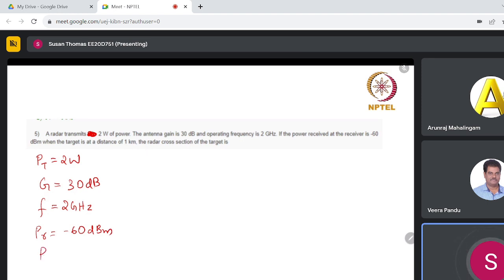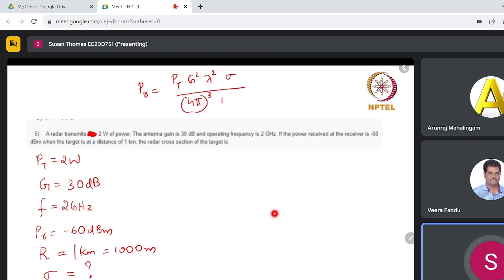So how do I take? R is 1 kilometer or 1000 meters, I can take in meters. What is the radar cross section? Use the same equation which we have used before. PT G square lambda square sigma divided by 4 pi the whole cube into R raised to 4.